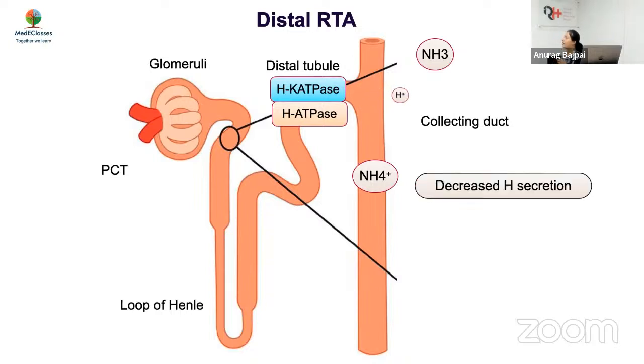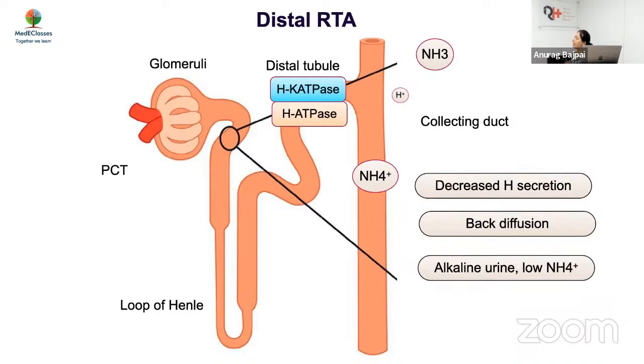Moreover, there is another pathology, which is the back diffusion of protons because of the high gradient, which is again responsible for reduced acidification of urine. So here the urine is alkaline, and since the proton diffuses back, there is low concentration of ammonium ion. All kinds of RTA will have hypercalciuria, but in the absence of citrate urea in distal RTA, you will see nephrocalcinosis and urinary stones.